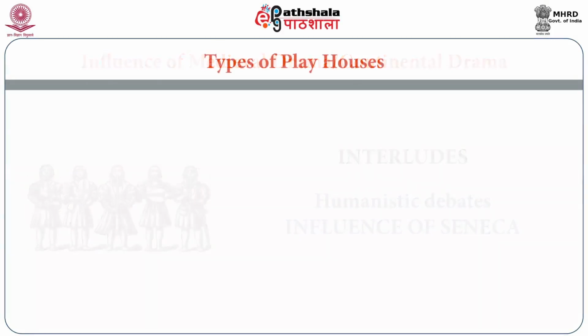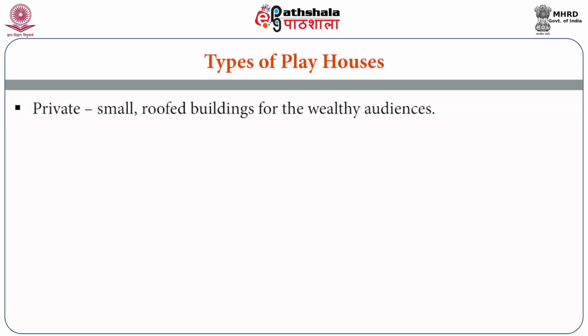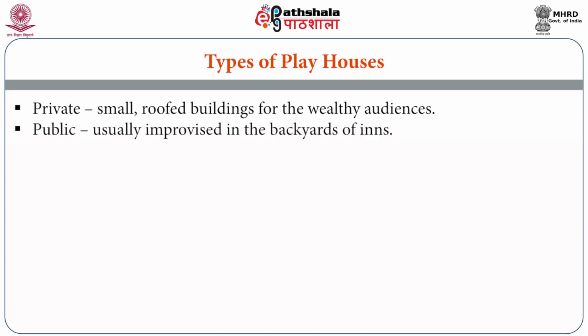Friends, there are three notable types of theatre houses during the early part of the Elizabethan period. Number one, private theatre. Small roofed buildings for the wealthy audience, and in private theatre houses no common people were allowed. The public, usually impoverished, in the backyards of inns. So there was a zonal division for the private and the public.